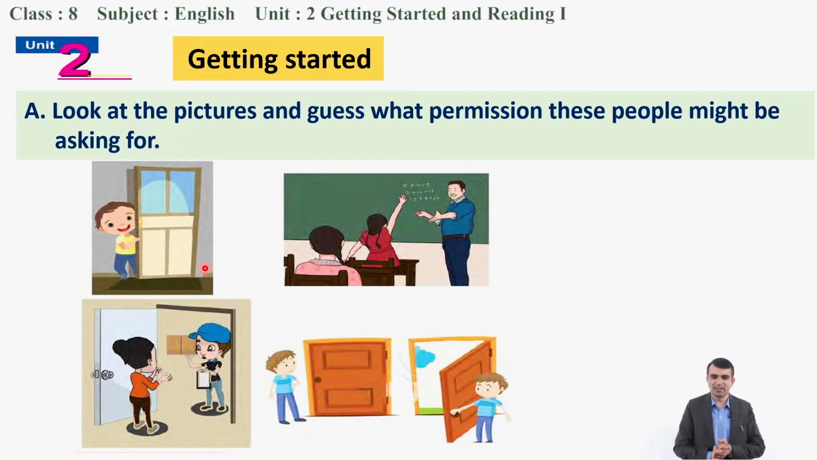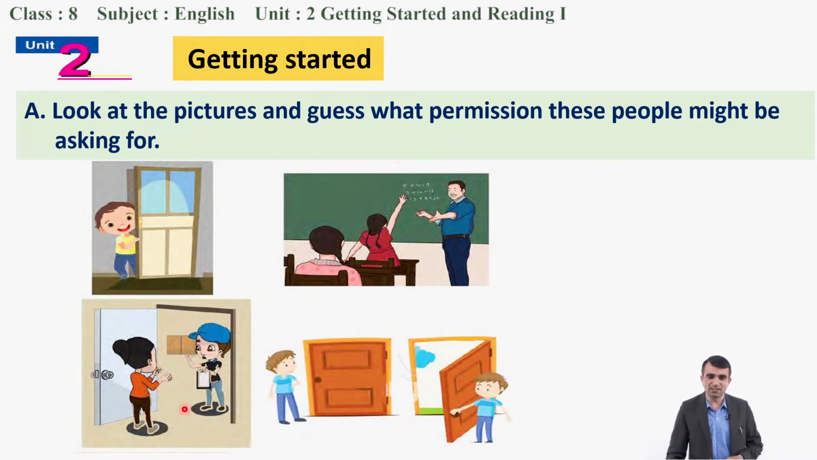Good. Similarly, in the second picture, the girl is raising her hand. She may be asking for permission. What permission may she be asking for? She might be asking for permission to say something. There is a teacher teaching and she is raising her hand, which means she might be asking for permission to say something. Is it so? Good.